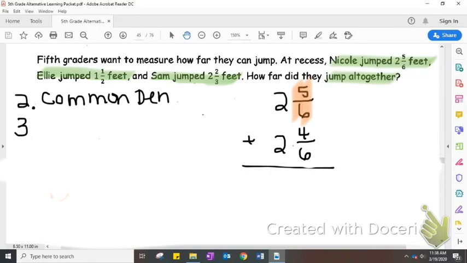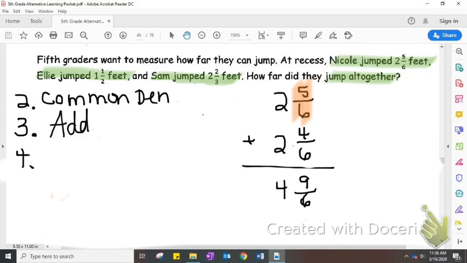Step 3. Once we have the common denominators, add. Or subtract, but in this case add. Alright, 5/6 plus 4/6 is going to be 9/6. 2 plus 2 is 4, so we got 4 and 9/6. Alright, a 5th grade mistake that is common is forgetting the whole numbers, so don't forget to add the whole numbers there. Alright, 4 and 9/6.